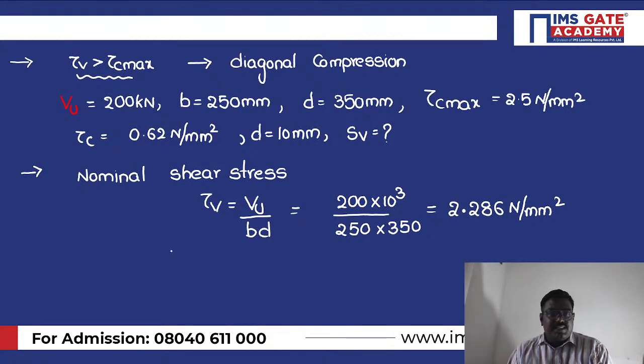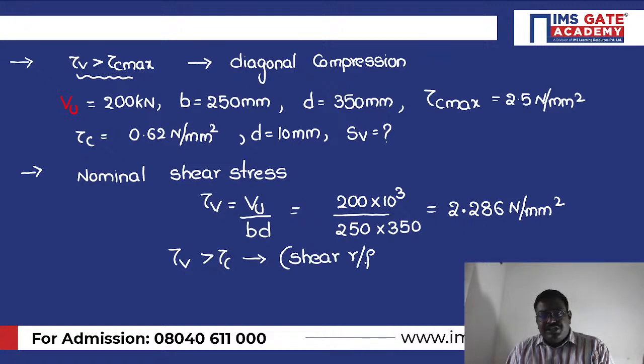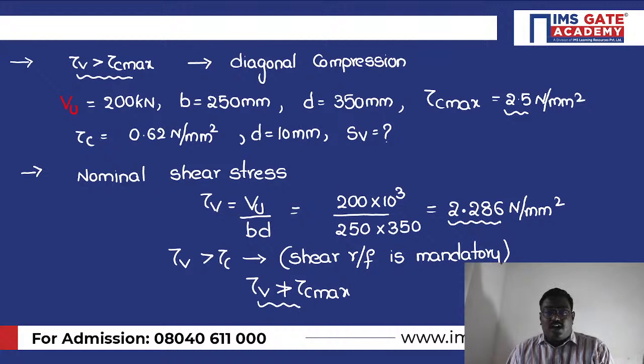Now, my dear students, here tau v is greater than tau c. Whenever tau v is greater than tau c, shear reinforcement is mandatory. And remember, if tau v is greater than tau c max, then we have to redesign. But here tau c max is 2.5 and tau v is 2.286. So tau v is not greater than tau c max, hence no redesign.